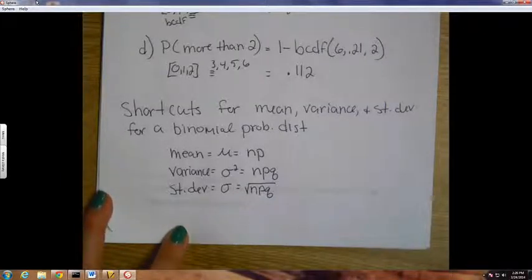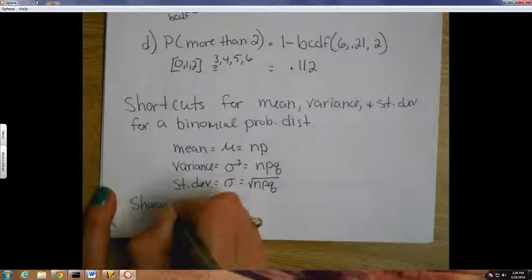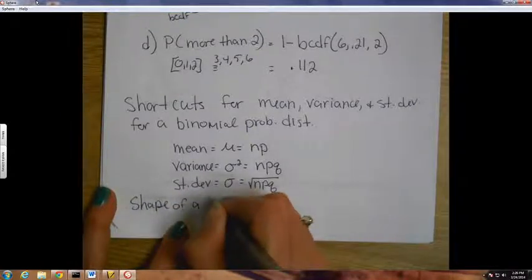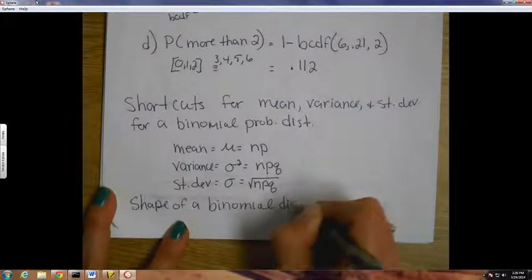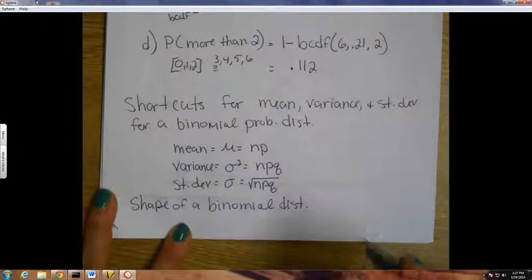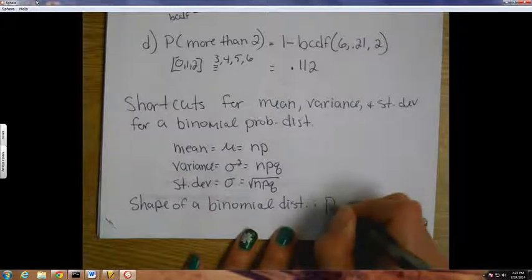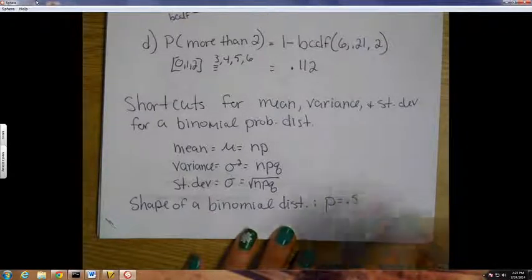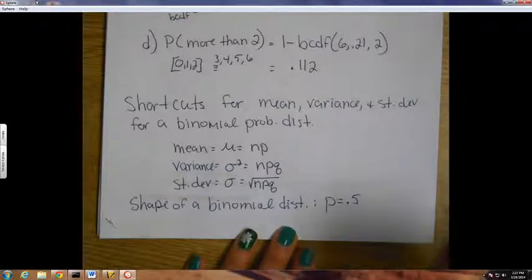Okay, and then the last thing is the shape of a binomial distribution. Your binomial distributions are either going to be symmetric, skewed left, or skewed right. And it's all based on the probability of a success. If the probability of a success equals 0.5, exactly 1/2, what shape do you think that one's going to have? It's going to be symmetrical. The shape will be symmetrical.